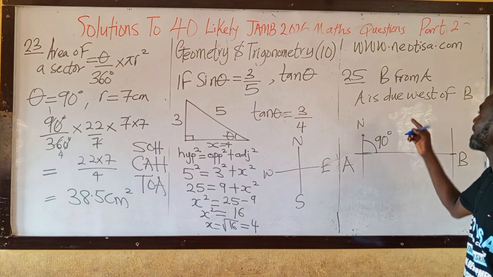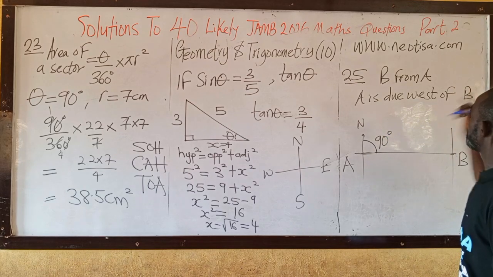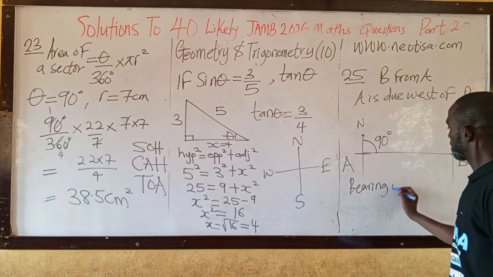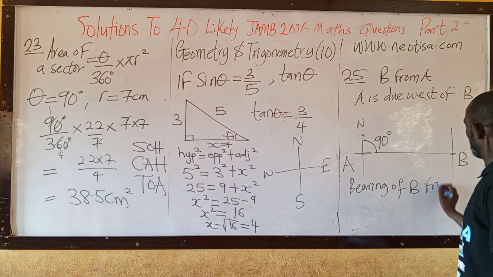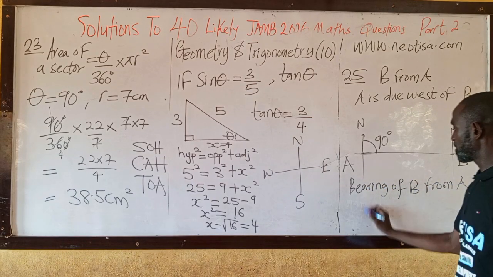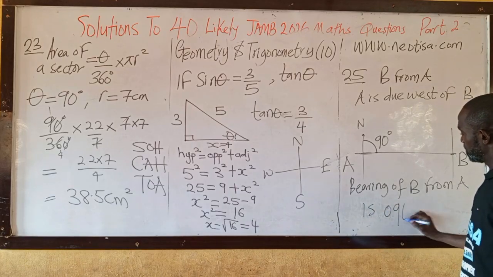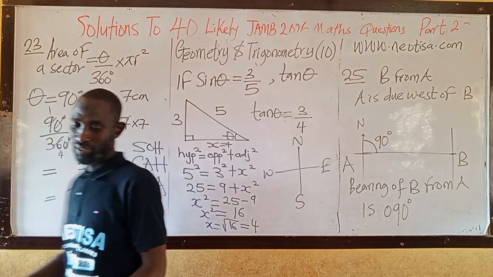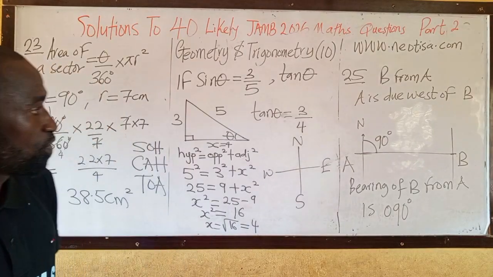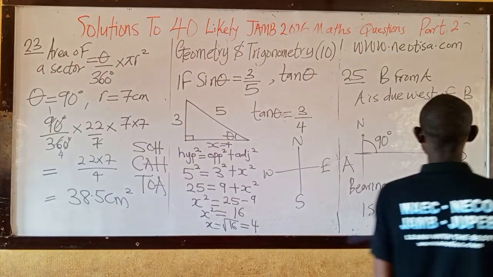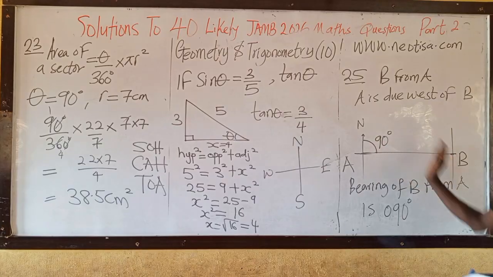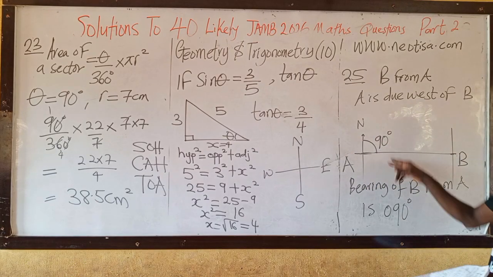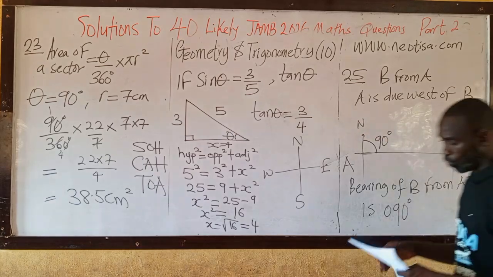So the bearing of B from A is 090 degrees. So that's the bearing of B from A. I hope this concept is clear. A is due west of B. Then get the bearing, start from the north, move clockwise.